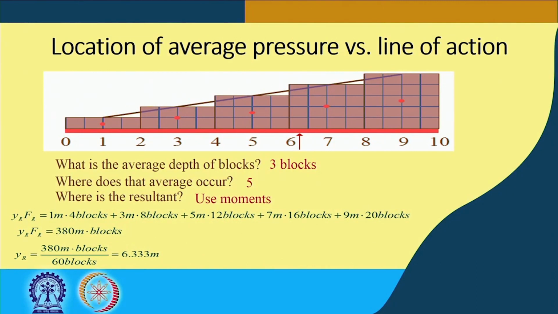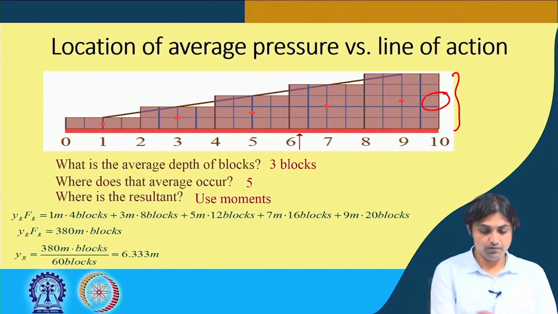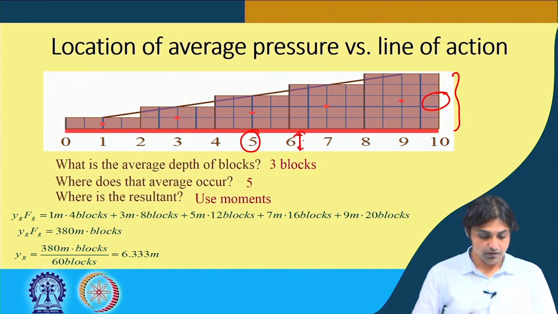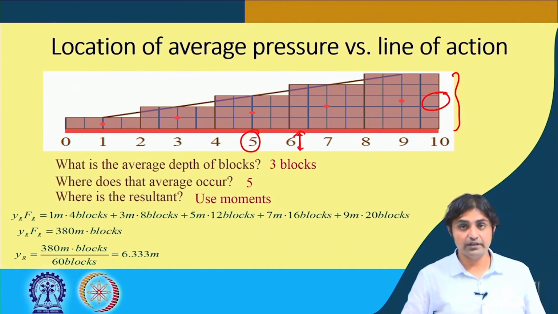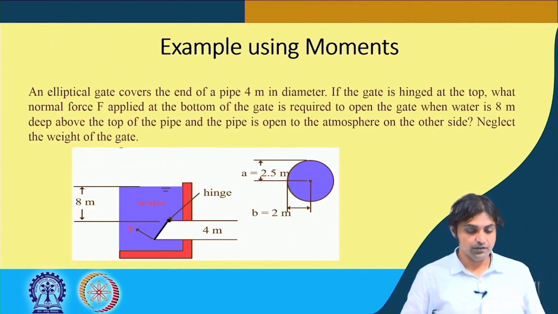Okay, welcome back. I'm again starting with the last slide from the last lecture, and we figured out what the average depth of the block was. The average depth was 3 blocks here. Where does that average occur? It was at block number 5, and we found the resultant, and the resultant came out on this. Okay, so now we proceed with one of the real life examples of moment.